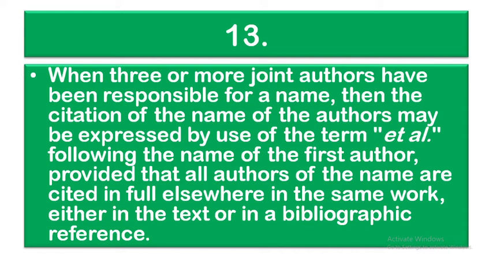after the name of the first author, provided that all authors of the name are cited in full elsewhere in the same work, either in the text or in bibliographic reference. It means that reference should be found in the bibliography after the whole research paper or research article, or whatever the research work is. When it is published, the reference of the co-authors along with the original first author, there should be the reference of all, and hence you can write et al. after the name of the original, that scientific name and the first author.